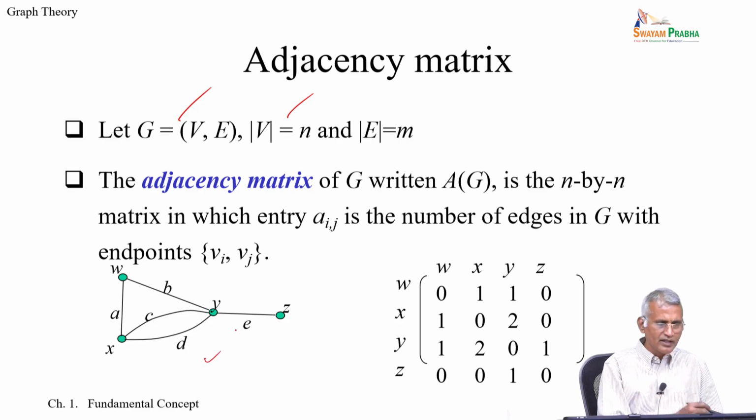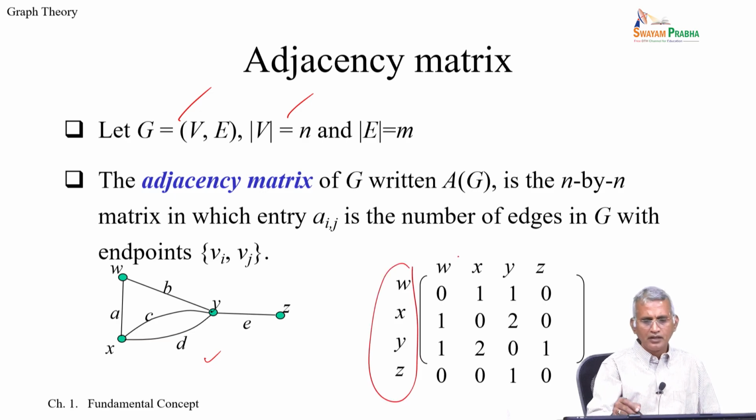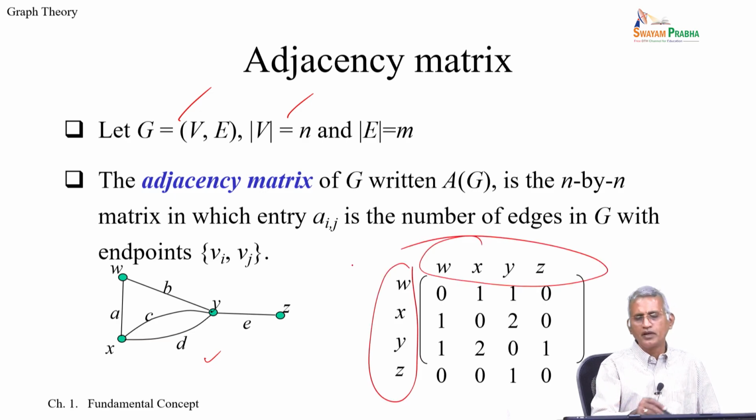For example, you take this graph. Now, how many edges are here? A, B, C, D, E, totally 5 edges. How many vertices here? W, X, Y, Z. Now, you have to write W, X, Y, Z row wise and column wise.